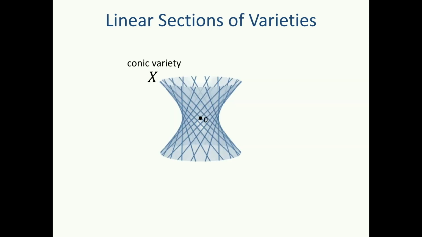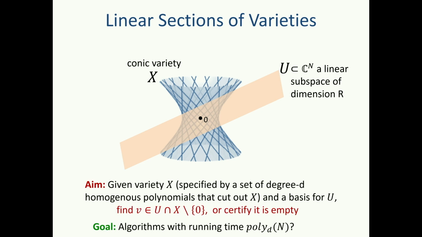We are given this conic variety, in terms of all these polynomials that cut out the variety. There could actually be multiple sets of polynomials that cut out this variety. We are assuming that we are given one such set of polynomials that cut out X, and you're given a basis for U, and your goal is to either find a non-trivial element in this linear section or certify that the intersection is trivial. Actually, that shouldn't be empty. That should just be trivial, because 0 is always in the intersection.